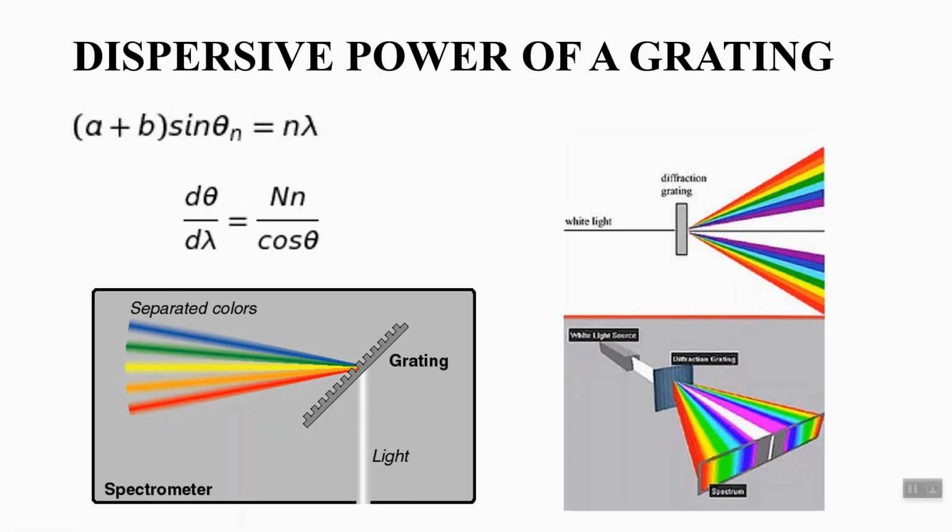It is also clear from this expression that the dispersive power d theta by d lambda is directly proportional to capital N, which is the number of lines per unit length of the grating. It is also directly proportional to small n, which is the order of the spectrum, and d theta by d lambda is inversely related to cos theta, where theta represents the angle of diffraction.